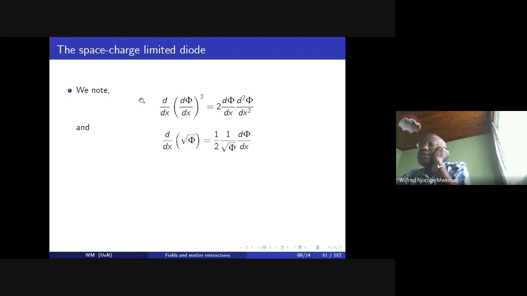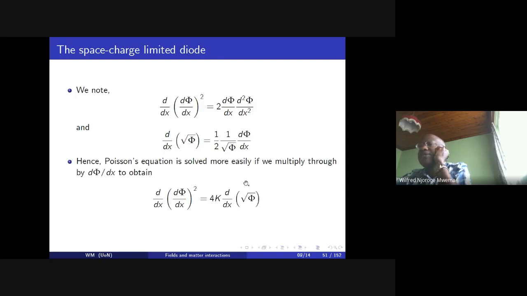Now we'll use a trick and note that the derivative of (d phi/dx) squared is the same as 2 d phi/dx multiplied by d2 phi/dx squared, that is the second derivative. And d/dx of the square root of phi is the same as a half of 1 over root phi times d phi/dx. We are going to use this relation to simplify our equation as follows.